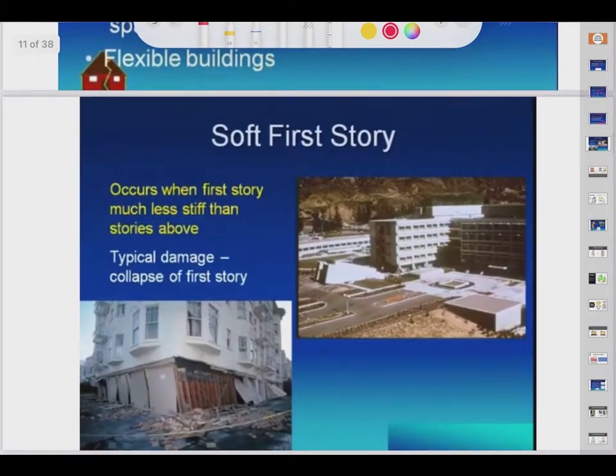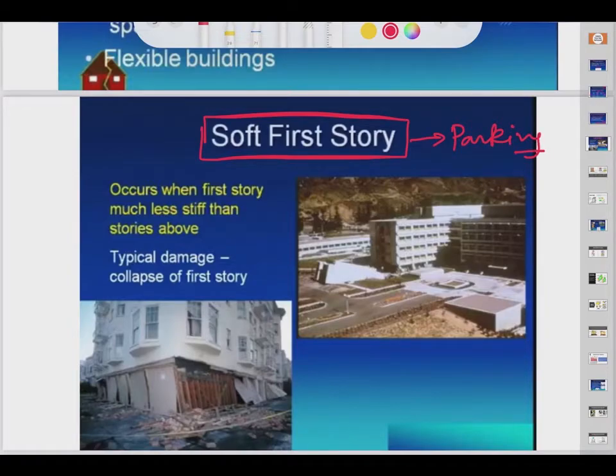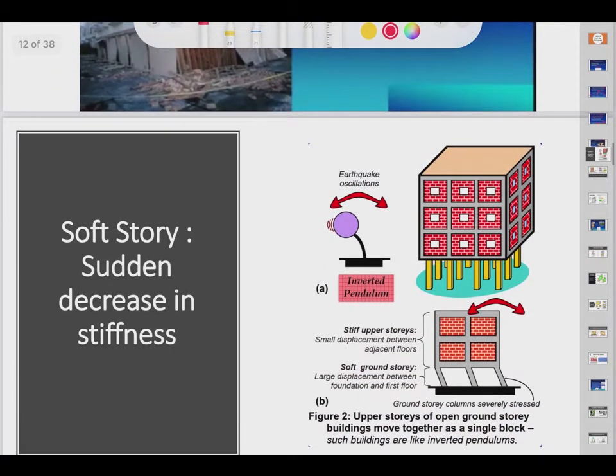Next is the soft first story, and we have discussed that when the first story is much less stiff than the stories above, that is called a soft first story. Now this is basically provided for parking reasons. The typical damage you can see here is the collapse of the first story during an earthquake, and this is the soft story for parking, severely affected during earthquake. So in the soft story, what happens is there is a sudden decrease in stiffness.